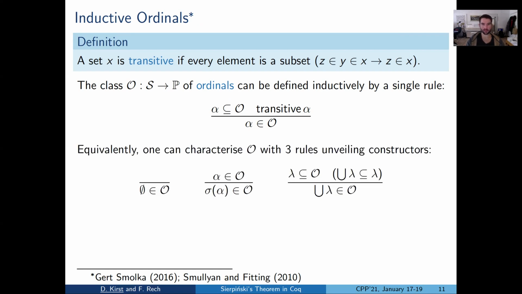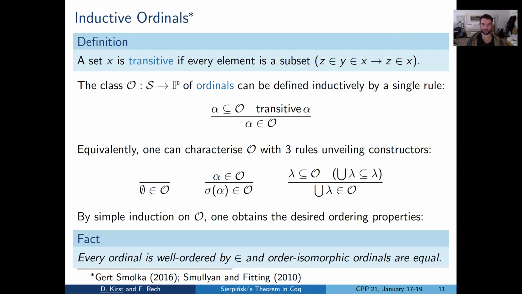Let me just quickly say that there are also alternatives. So one instance could be to use 3 inductive rules that make the constructors, the empty set, successor, and limits, more explicit in the ordinal structure. But independent of which definition you choose, the intended results about ordinals, namely that they are well ordered by membership and that they uniquely denote well orders, so that order isomorphic ordinals are equal, those results are by simple induction on the ordinal structure.